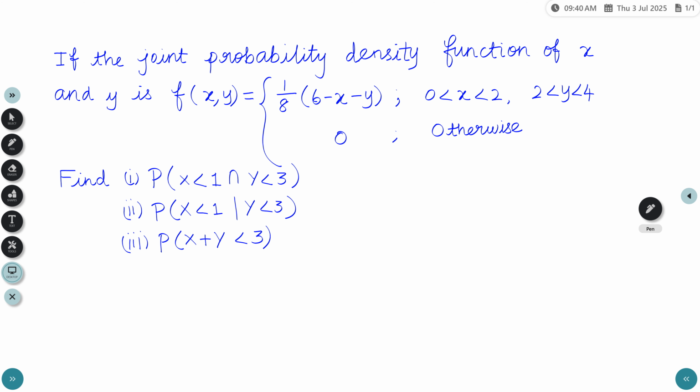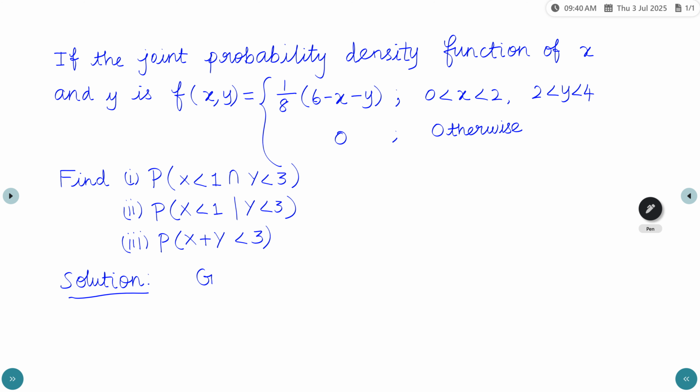Second one, P(X less than 1 given Y less than 3). Third one, P(X plus Y less than 3). So, solution: first write the given f(x, y) function. Given f(x, y) = 1/8 into (6 minus x minus y), where 0 less than x less than 2, 2 less than y less than 4.